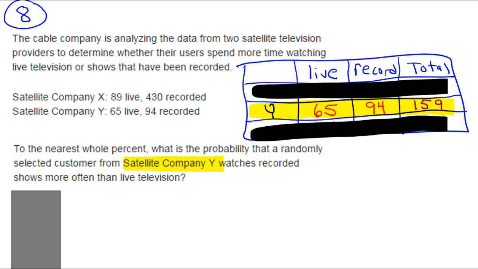Now, what were they asking us again? What's the probability that someone in this smaller universe watches recorded shows? All right, so we're looking for the probability of recorded out of this smaller universe, considering that we already know we're talking about satellite Y. So target over total people. The target is the recorded people, so that's 94 out of a total of 159.